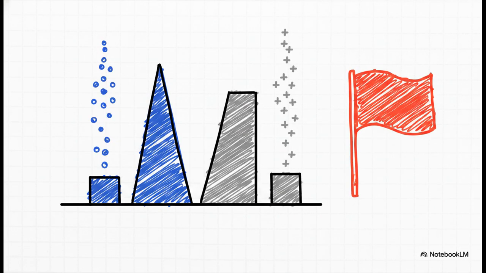Now this one is really interesting. The bimodal or double-peaked distribution. If you see two peaks in your graph, it is a massive red flag. It almost always means you're looking at data from two different processes that got mixed together. Maybe it's data from two different machines or two different shifts. It's a clear signal to go separate that data and analyze it again.